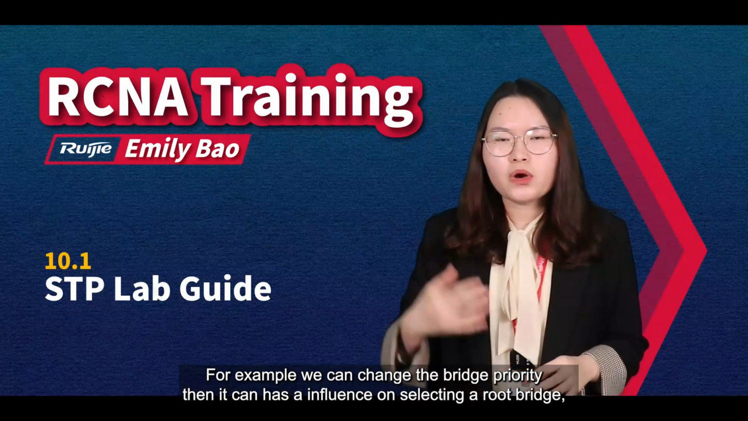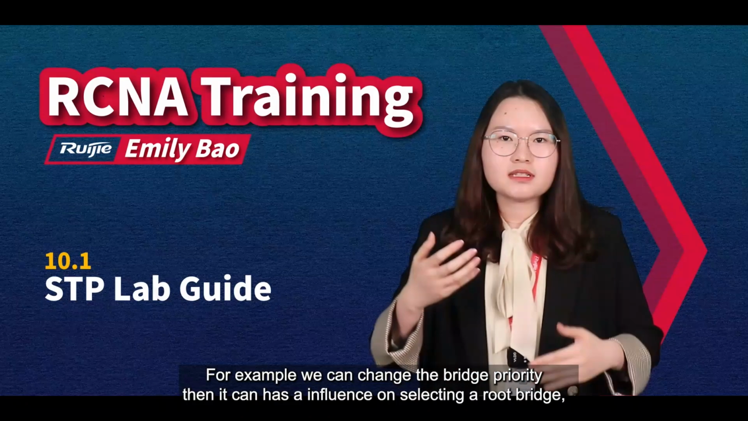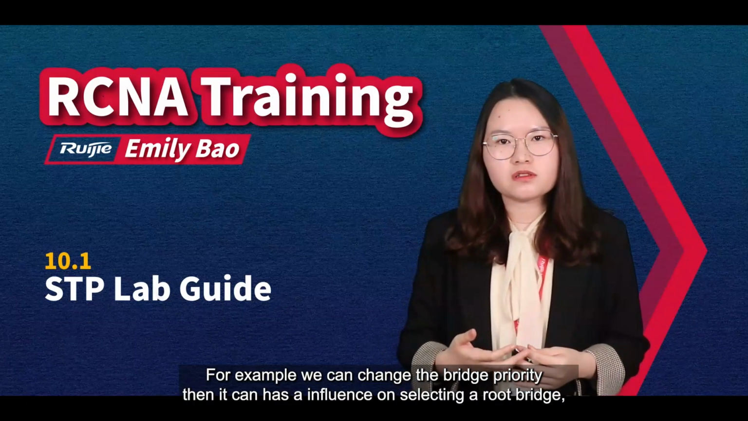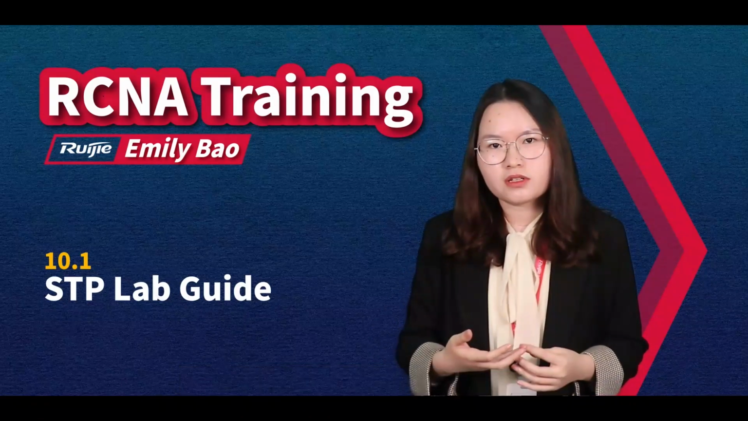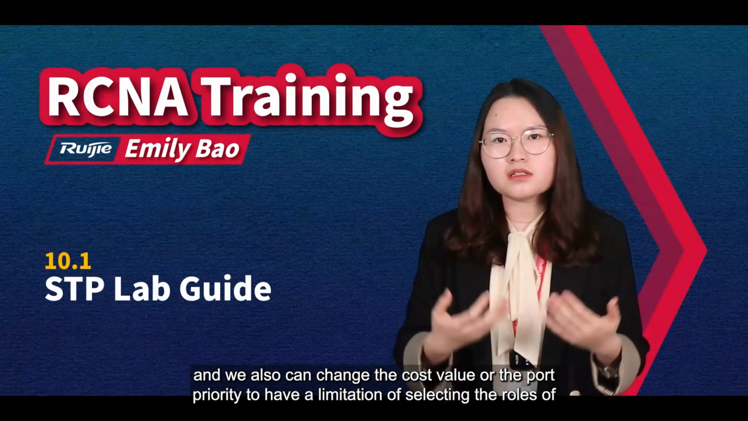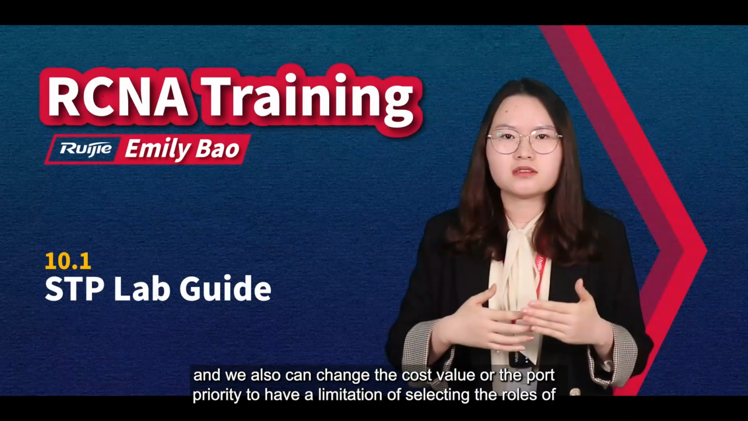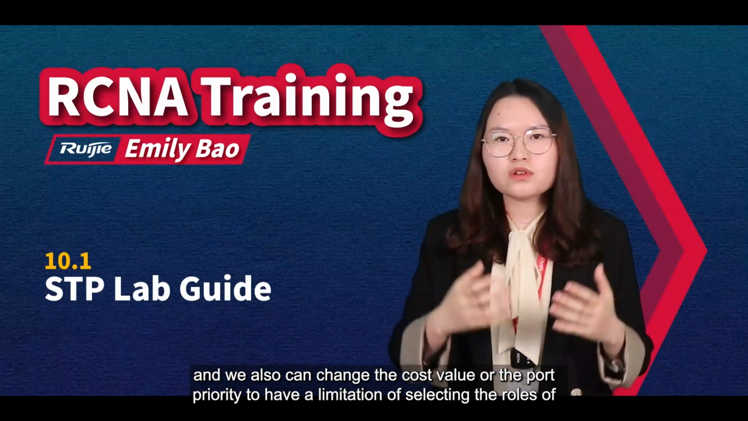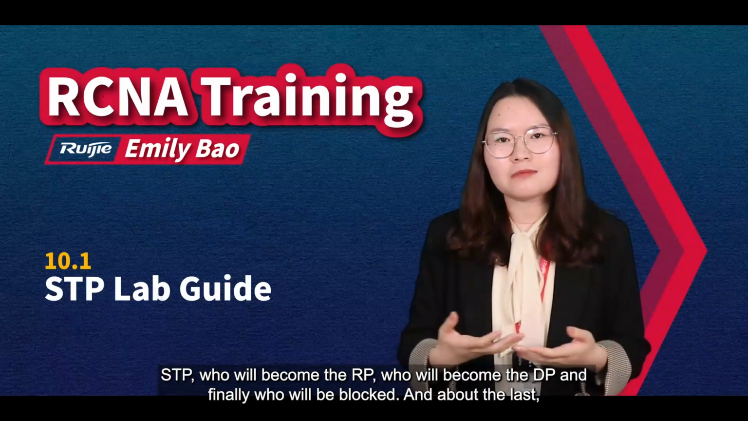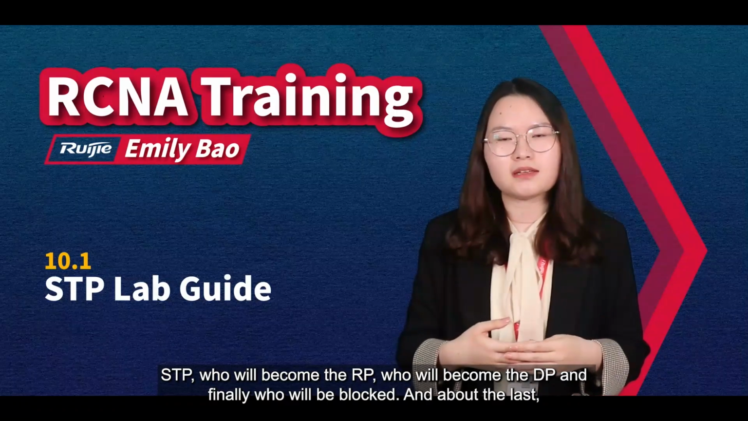For example, we can change the bridge priority, which influences the selection of the root bridge. And we can also change the cost value or the port priority to influence the selection rules of STP: who will become the RP, who will become the DP, and finally who will be blocking.